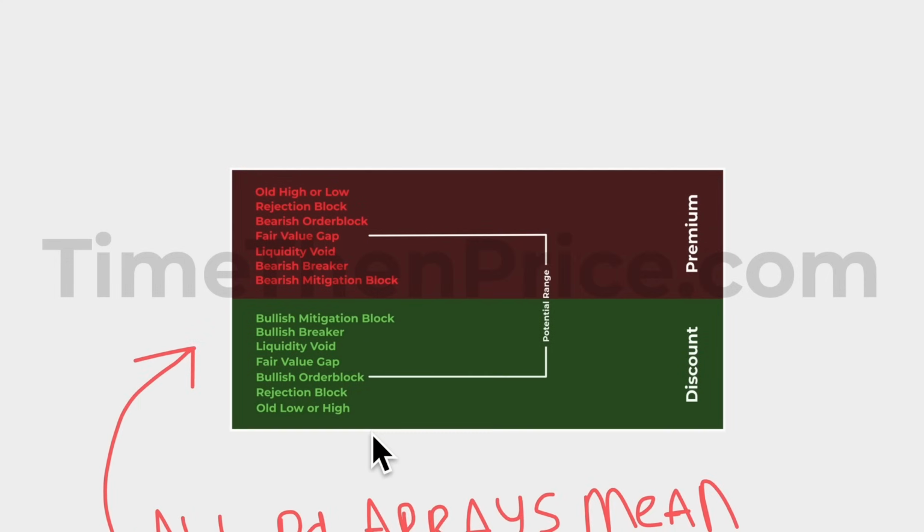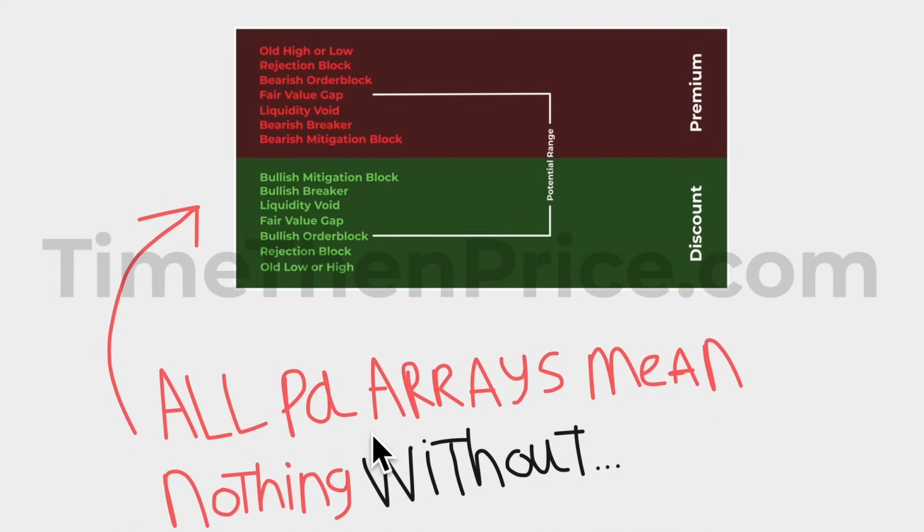Now, when we pay attention to the following schematic, what I would like you to see is that I've outlined the PD array matrix in front of you. However, what you can see I have written down is that all PD arrays mean nothing without. And I'm about to share with you what has to be understood prior to you even considering looking at PD arrays. The reason why this is so important to understand is because the majority of traders that get into the world of algorithmic price delivery begin to look at PD arrays and trade purely because of a PD array which presents itself.